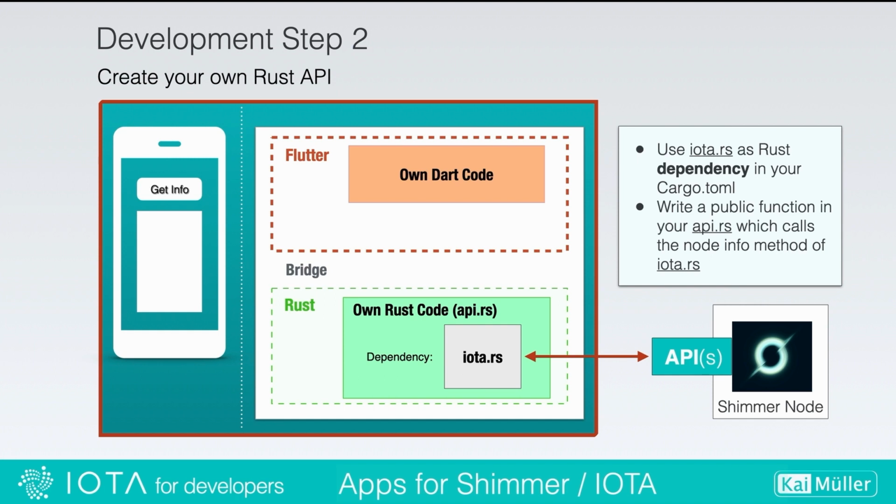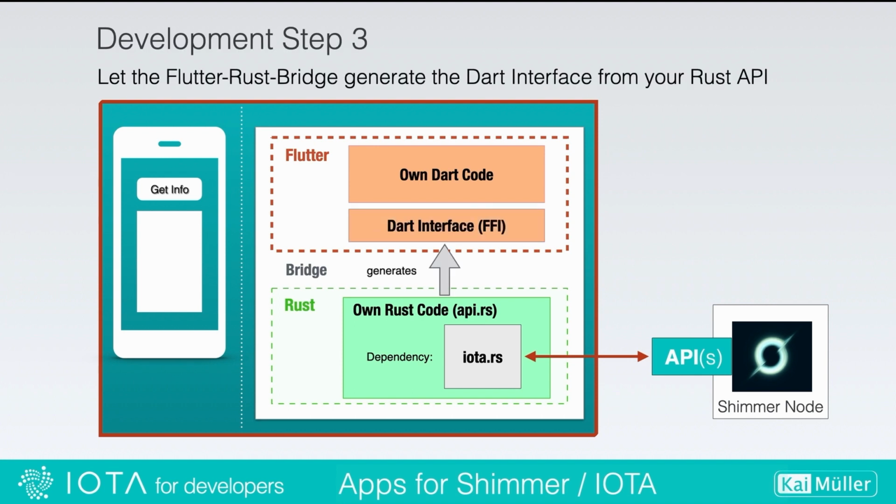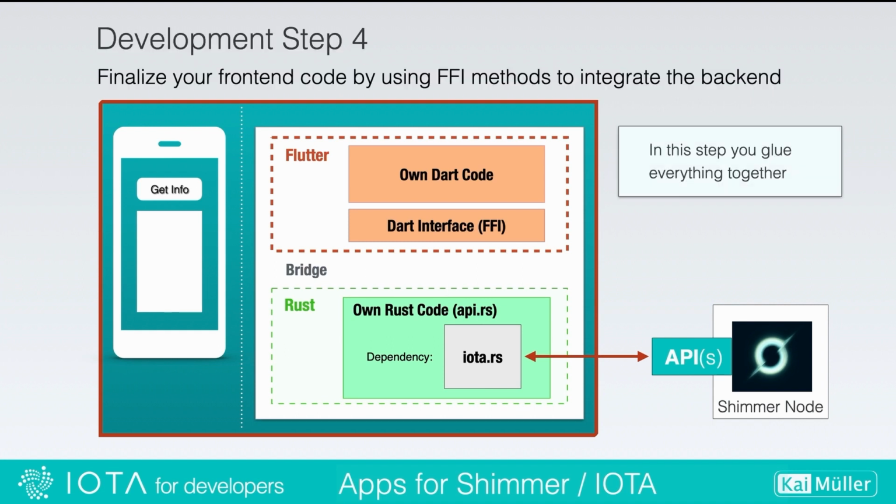In the next step, the Rust developer creates the signature for a method that needs to be exposed in the API. He then incorporates the IOTA library and writes the necessary business logic code. Then it's time to generate the Dart interface code. After this brief and amusing interlude, the developer is left with just one task: integrating the foreign function interface calls.